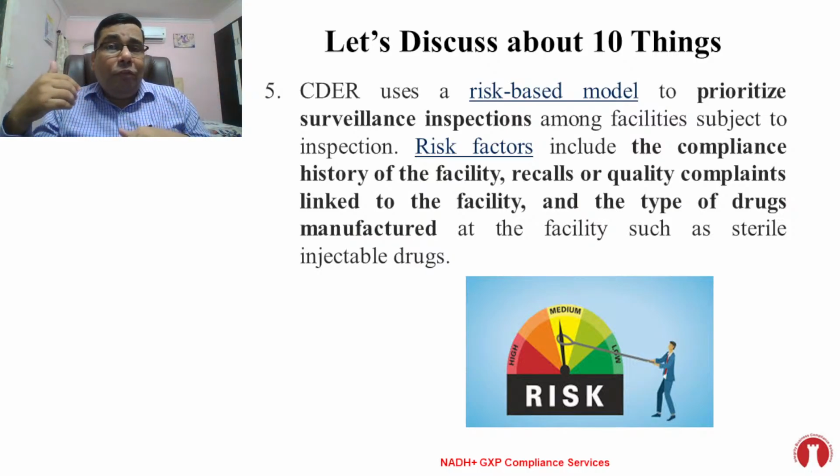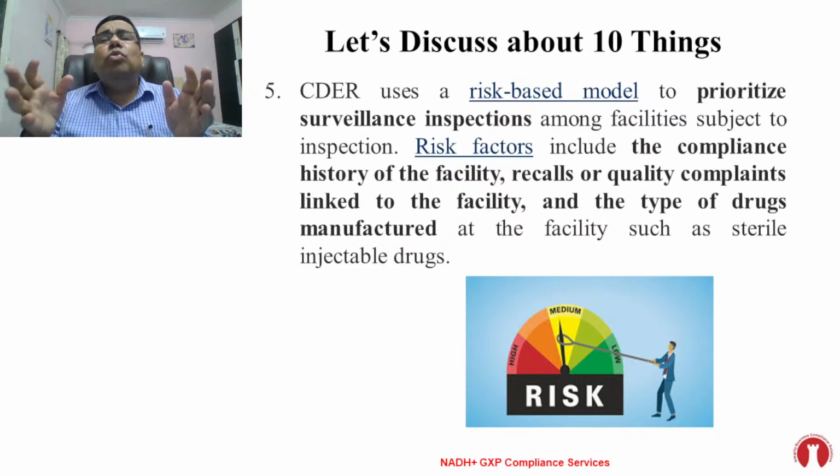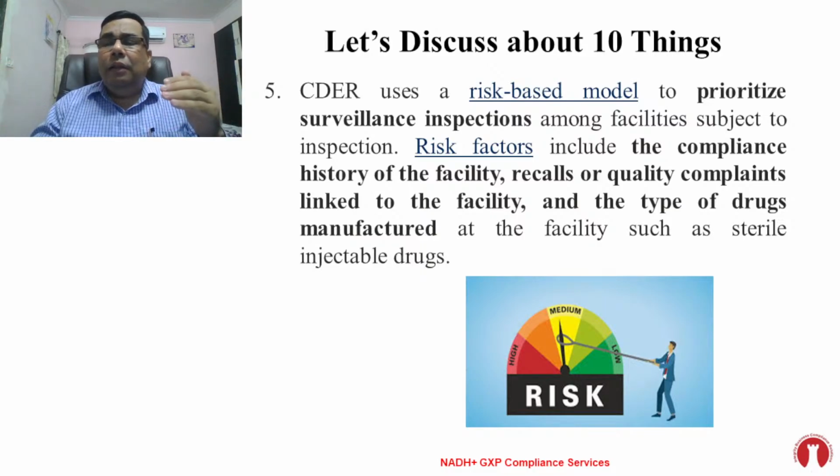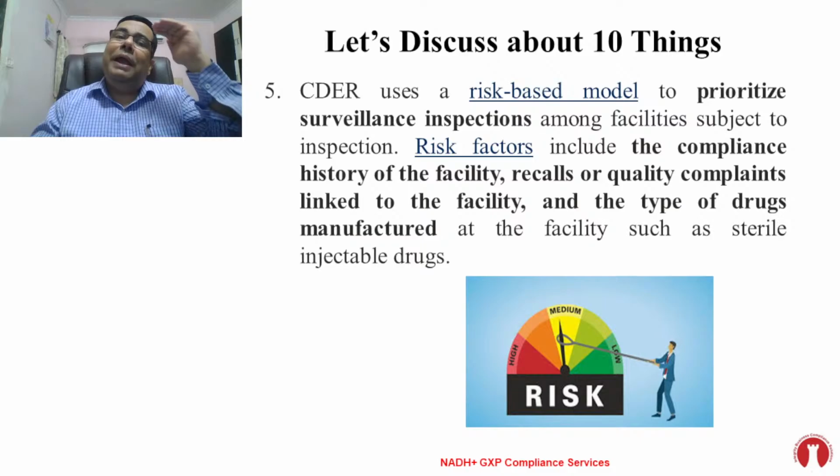They consider the history of the facility, recalls, quality complaints linked to the facilities, and the type of drug manufactured. So if the drug is sterile, injectable, potent, hormone, or carcinogenic, based on all these aspects, the priority of the inspections will be decided. If the facility earlier had a warning letter, or has a lot of recalls or a lot of quality complaints, or manufactures critical drugs or sterile drugs, then definitely the priority of the inspection will be at the top.